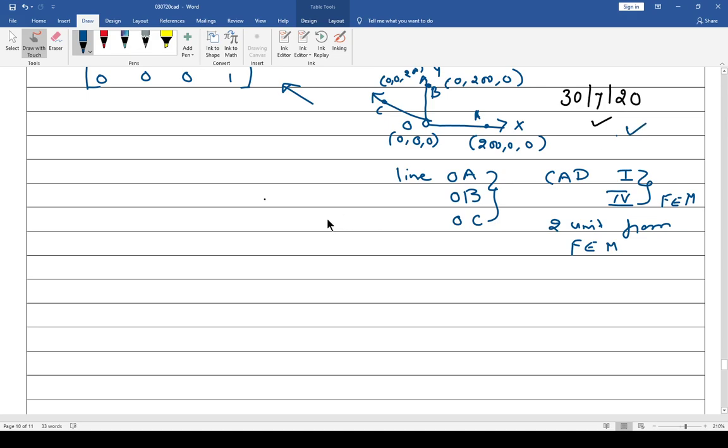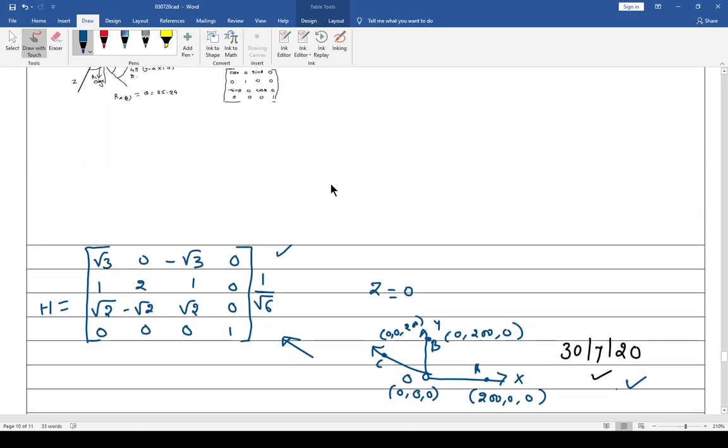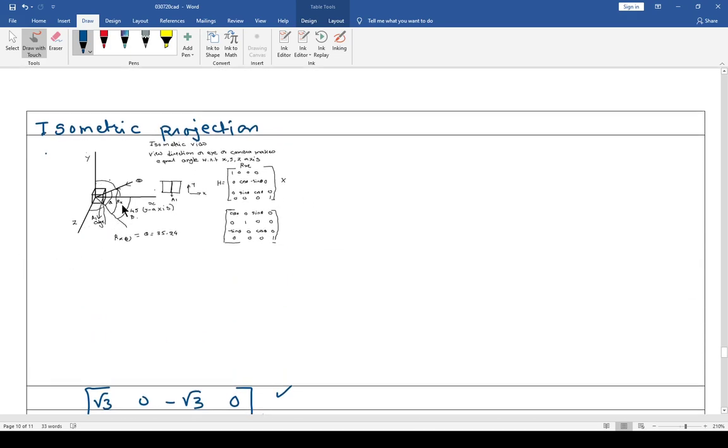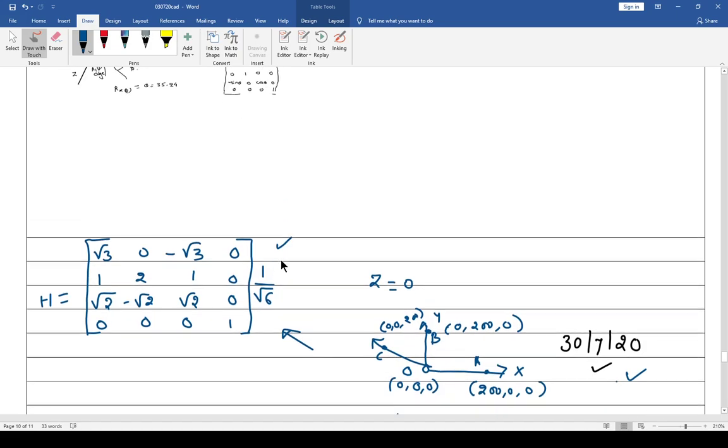Okay, so this was the isometric transformation matrix we saw last time. We have understood how we perform our rotation and all those stuff, and from this we get a matrix like this.